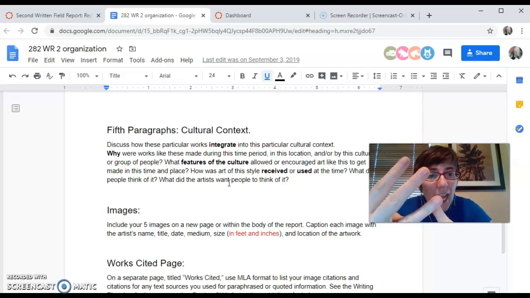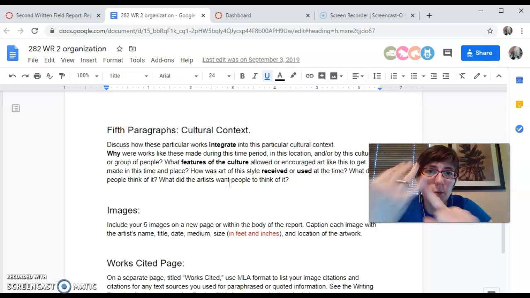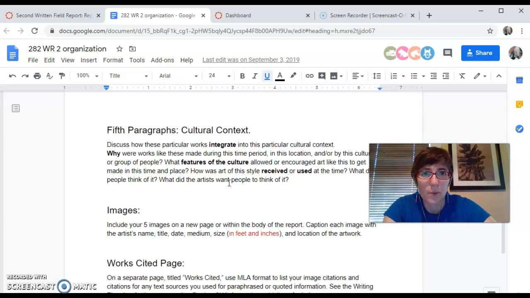What you know from class. Show me what you know from class. That's the goal of this assignment: I want to know what you have understood about art history in this particular style from our class. And then the fourth one is other source information. So what research have you done to fill in the gaps, the pieces you didn't know about these particular artworks or these particular artists?